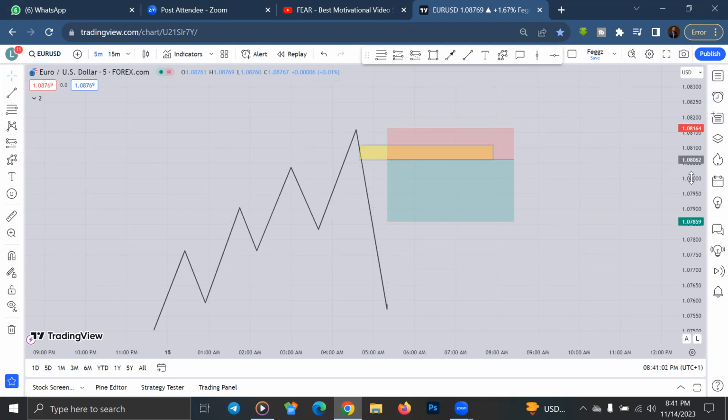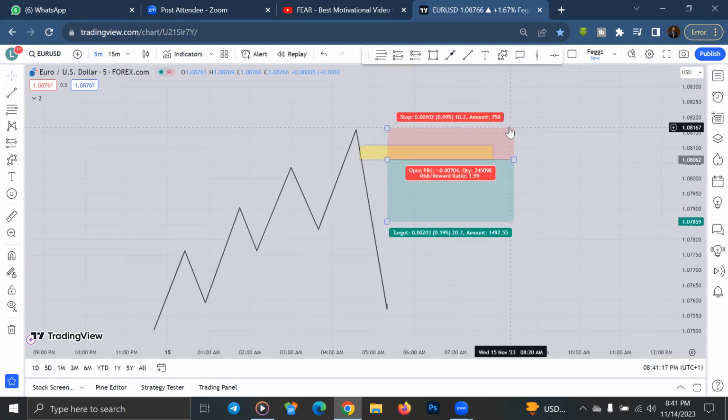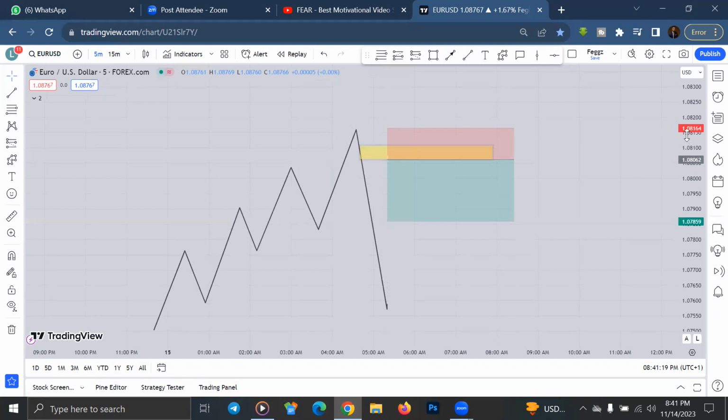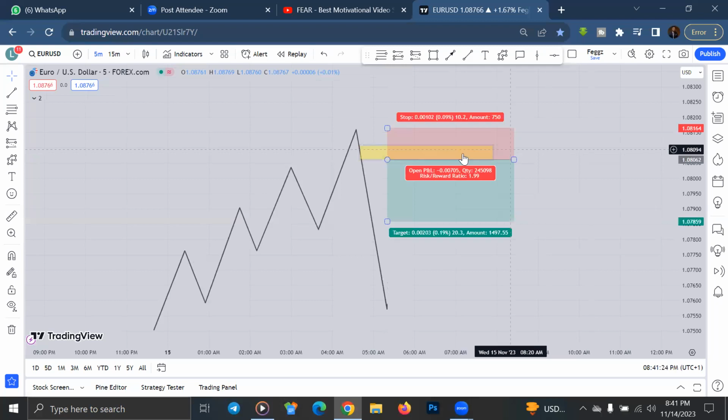These are the price numbers. You see this line where I put my entry? My entry is at this gray line, 1.08. This is Euro USD. My entry is at 1.08062. Then my stop loss, this red line, is at 1.08164. But if you come here and click, you will see something called the risk/reward ratio, 1.99.